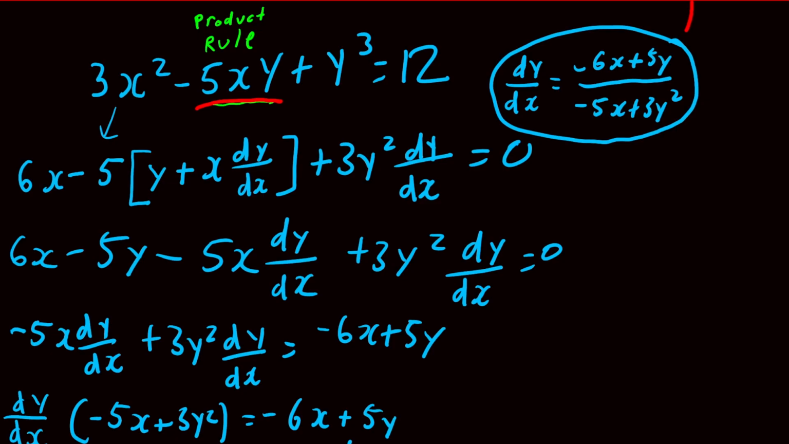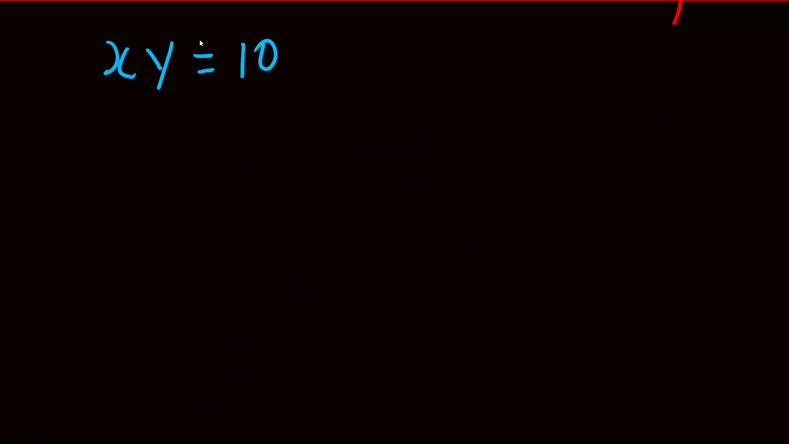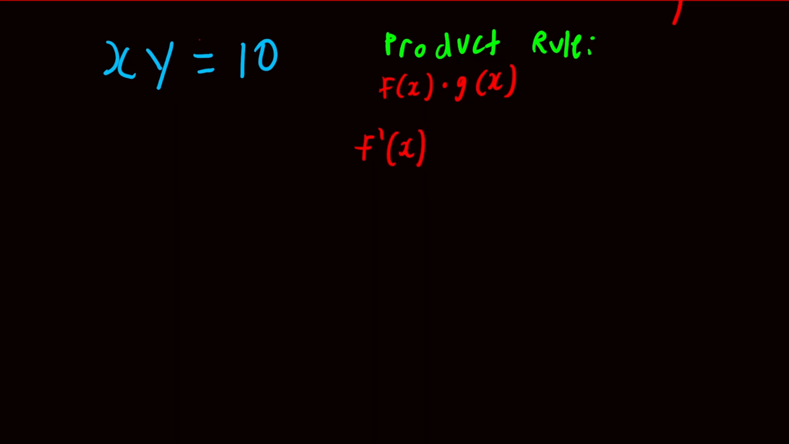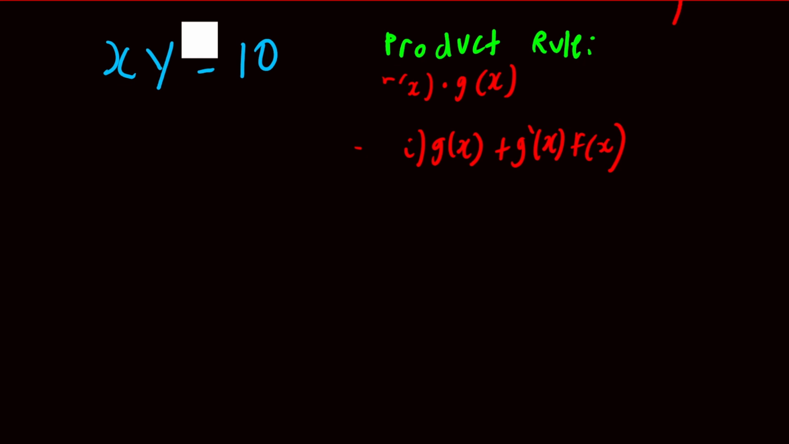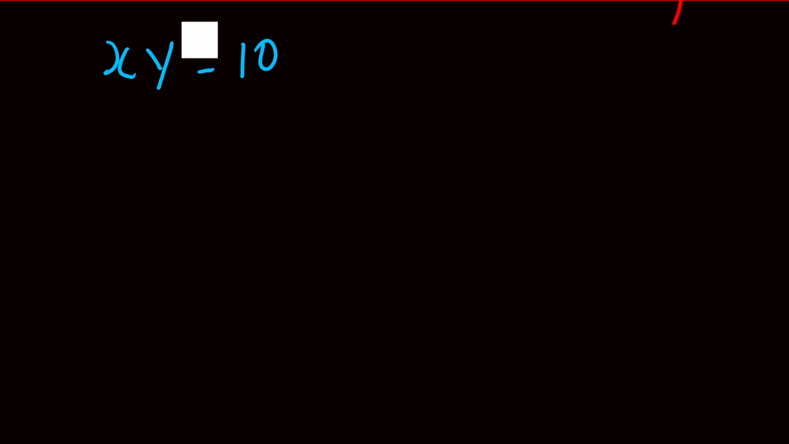Alright, so now let's move on to the next one. Product rule, here it is. So xy equals 10. Maybe I should have started with this one, but product rule. You should know at this point what product rule is, but if we have f of x times g of x, the derivative of this multiplication would be f prime of x g of x plus g prime of x f of x. That's product rule. Alright, but you guys know that. Just a quick little aside there.